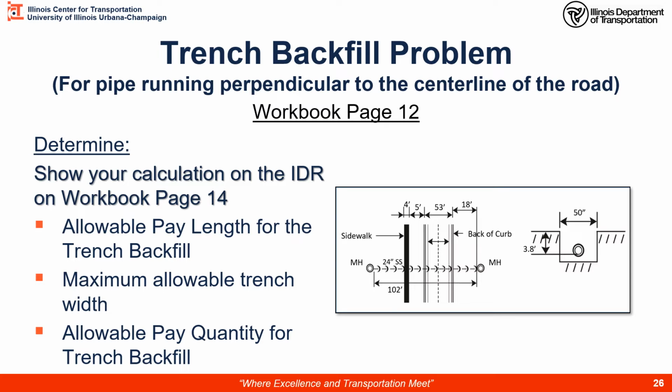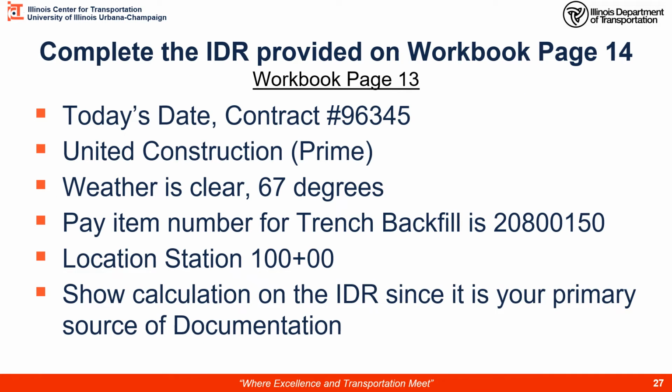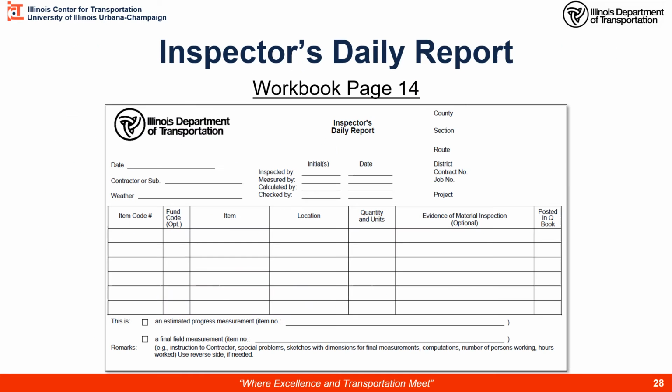There is an IDR in the workbook on page 14. Please fill that out as if you were out on a job and had this information in hand in your inspection. Some additional information to fill out on your IDR is the date, contractor, the weather, pay items, station location, and show your calculations for your primary source of documentation. Here is your blank IDR to fill out.